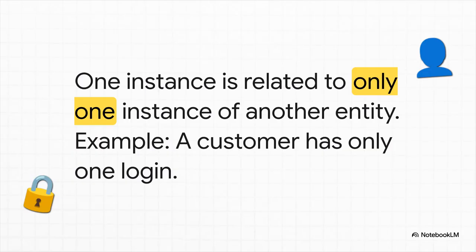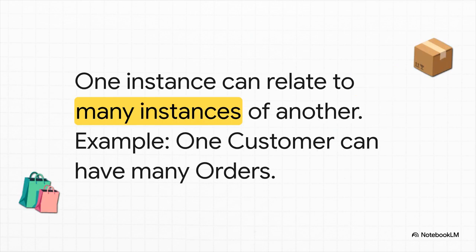A one-to-one relationship is the simplest. Think about your account login for pretty much any website. One customer has exactly one login, and that one login belongs to only that one customer. It's a direct, exclusive, one-to-one link. Simple as that. Now, the one-to-many relationship is the absolute heart of our e-commerce example.